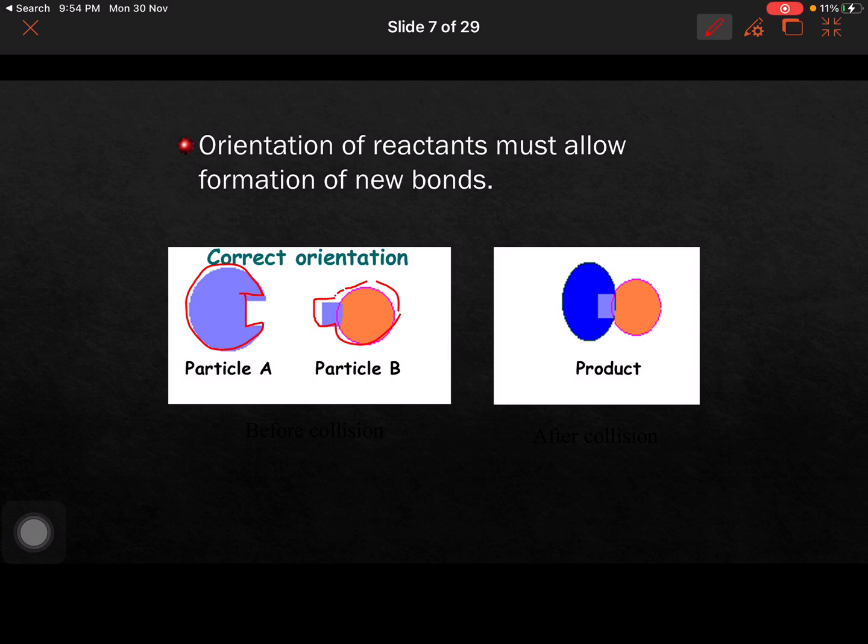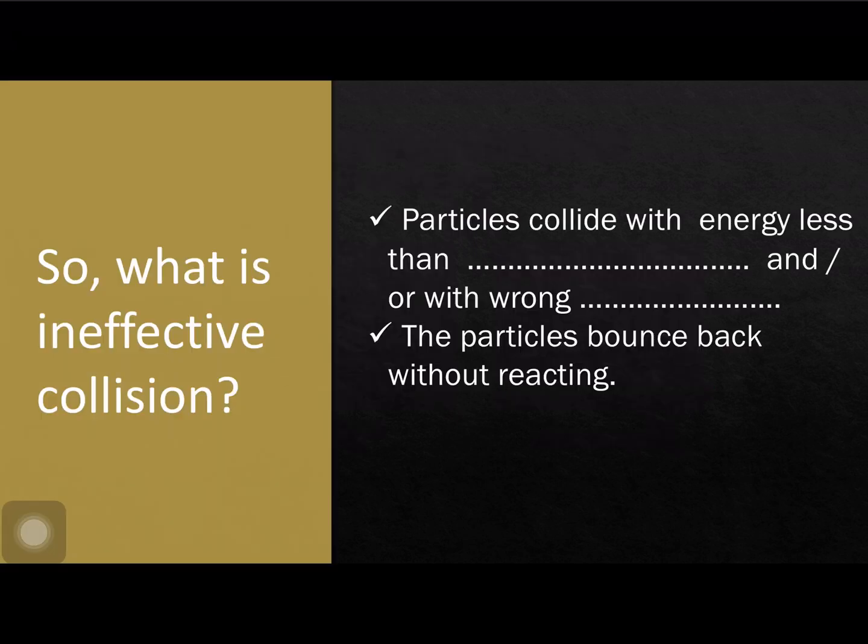Okay, jadi between particles A and particles B ni, dia mesti berlaku pada correct orientation, which is kalau particles B ni dia mesti datang daripada depan untuk collide with particles A. Okay, barulah berlaku pada correct orientation. Let's say particles B ni dia datang daripada arah atas ataupun arah bawah. Maka kalau daripada arah yang salah, orientation yang salah, dia takkan produce a product. So ini takkan dihasilkan lah sekiranya berlaku pada wrong orientation.